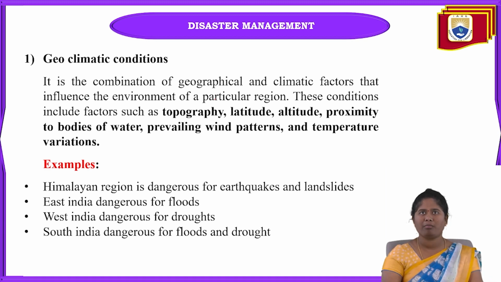And I'm going to explain some of the examples, like topography and latitude, in detail. Coming to the examples of how those are dangerous, because of these geoclimatic conditions, the Himalayan region is dangerous for earthquakes and also landslides. Okay, and East India is dangerous for floods, and West India is dangerous for droughts, and South India is dangerous for both floods and also droughts.